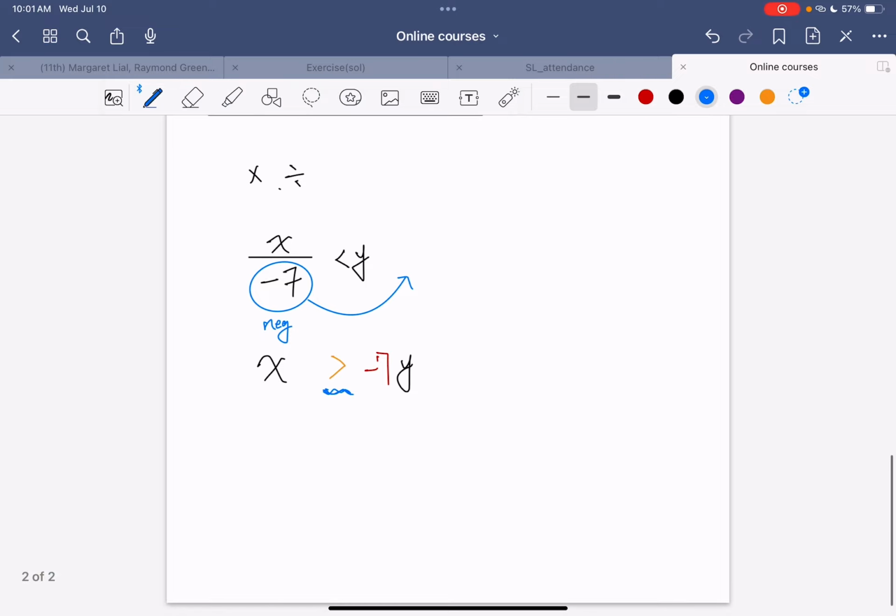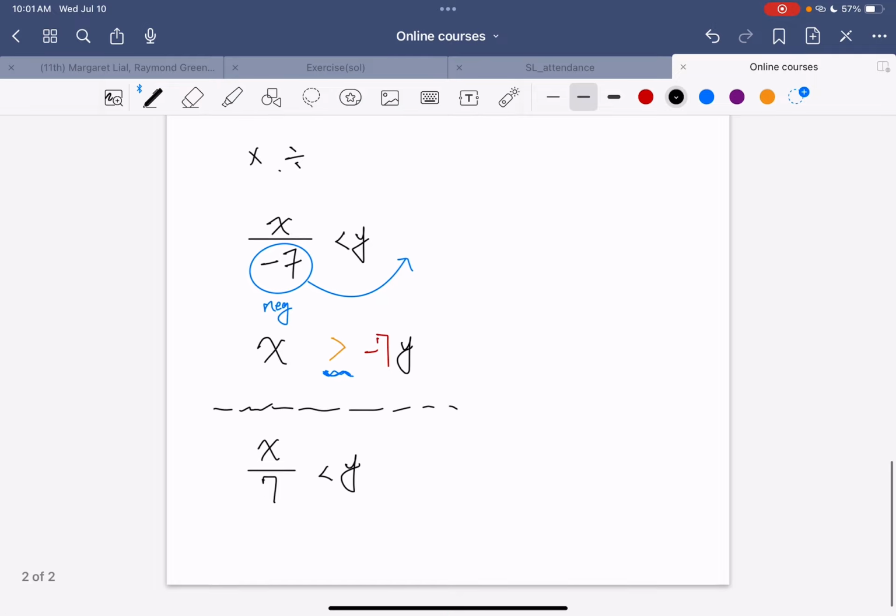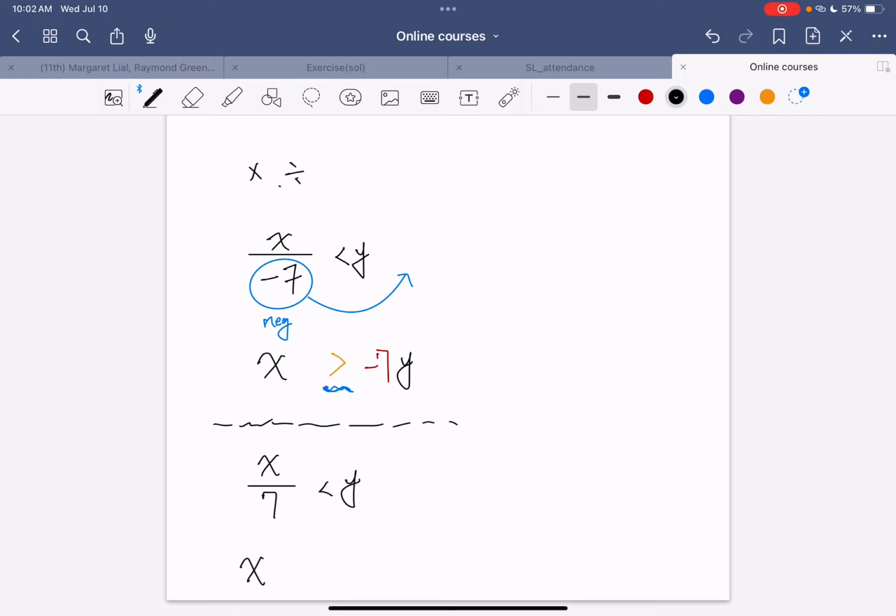But if it's a positive figure like this, then what you do is the same, except you don't change the direction here, because this is a positive figure. And let's see another example for division.